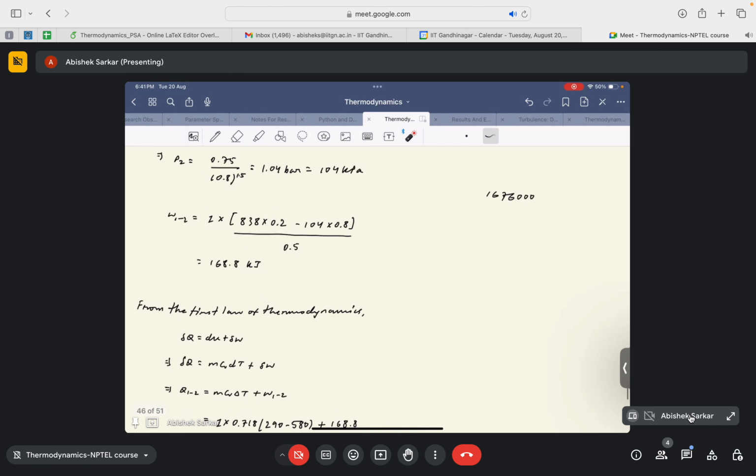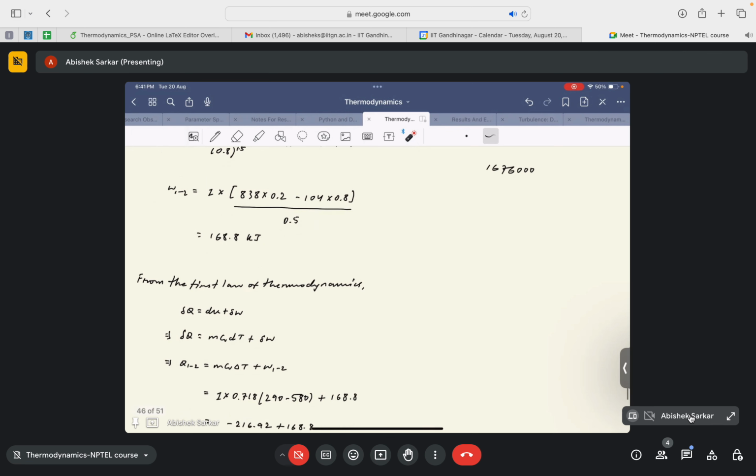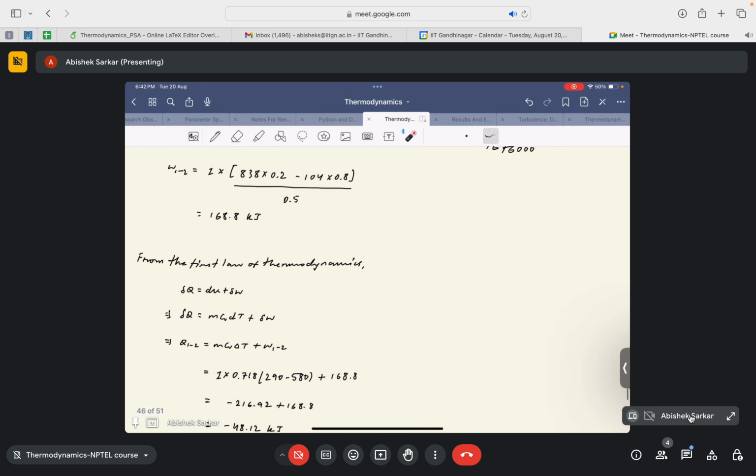Now from the first law of thermodynamics for this kind of system, we have that delta Q is equal to dU plus delta W, or delta Q is equal to m cv dT plus delta W. Don't get confused that it is not mentioned that it is a constant volume process. It's not necessary. For an ideal gas, internal energy is only a function of temperature, which can be written as m cv dT.